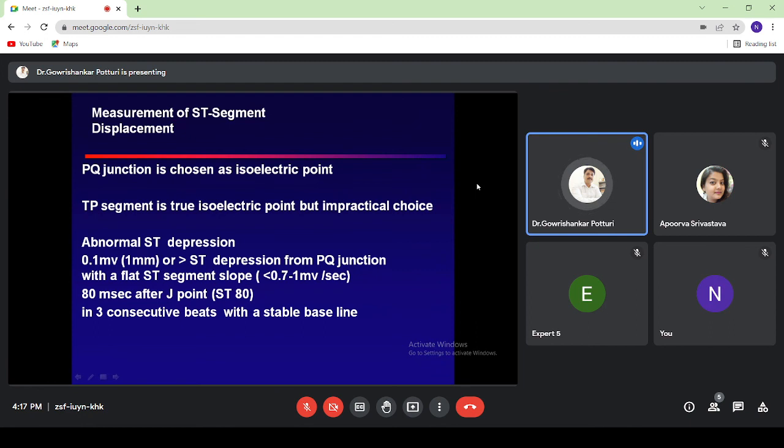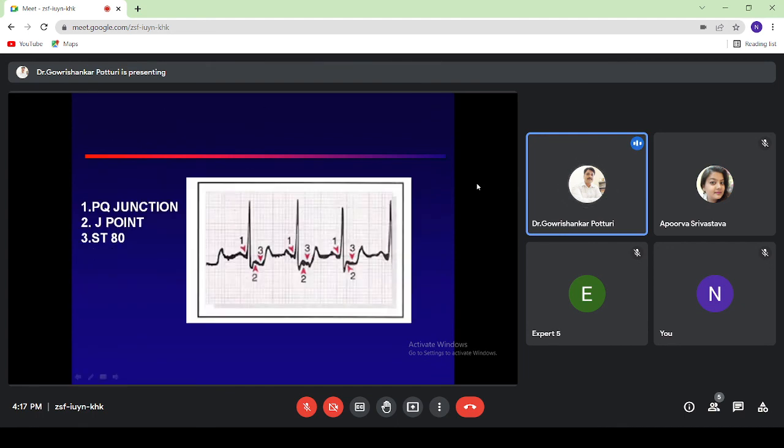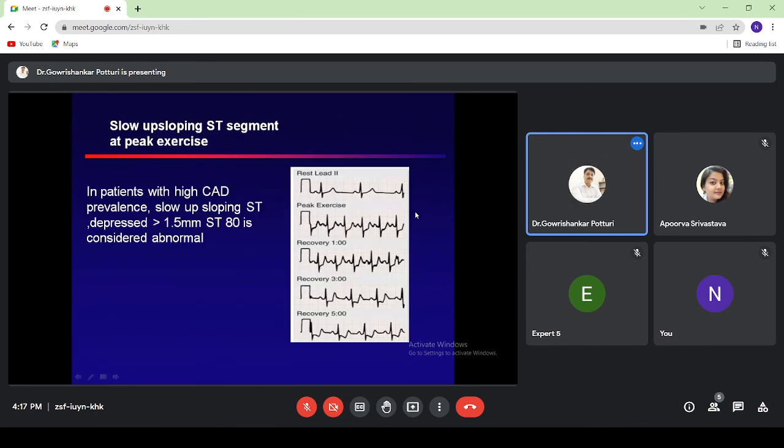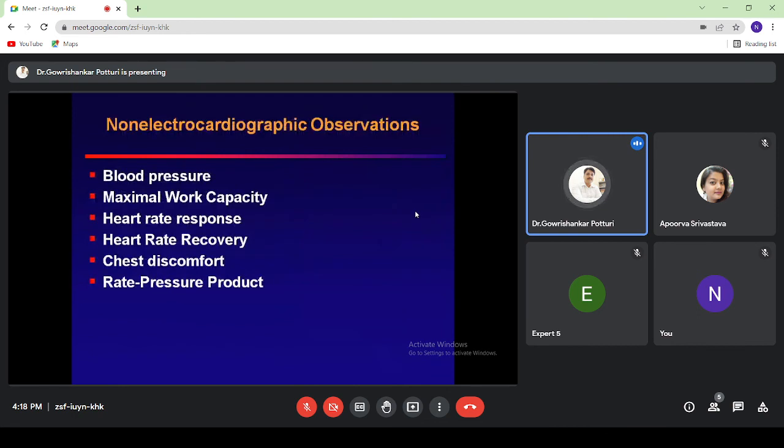Abnormal ST depression is 0.1 millivolt, that is 1 millimeter or more of ST depression from the PQ junction with a flat ST segment slope, 80 milliseconds after the J point, ST at 80, in 3 consecutive beats with a stable baseline. This is all high-level, not required for you.